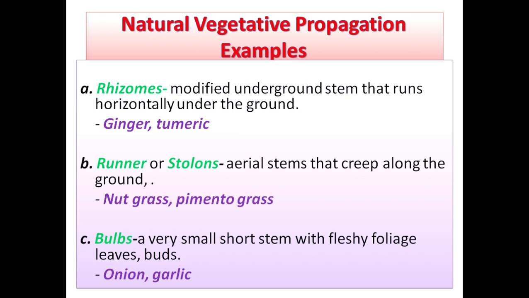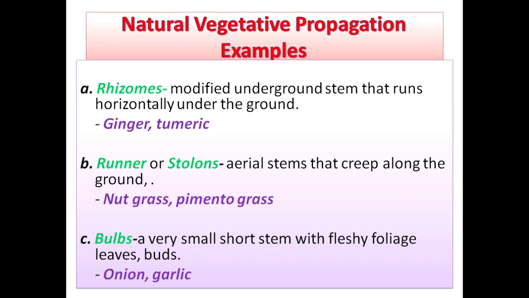So it is a stem. The rhizome is a stem, but that stem grows under the ground and is produced by the ginger plant or the turmeric plant, and it runs horizontally under the ground. Now that rhizome is able to reproduce on its own. I'll explain shortly how the rhizome will reproduce on its own. Alright, B, you have runners or stolons, and these are aerial stems that creep along the ground. Examples of plants that use runners are nutgrass and pimento grass.